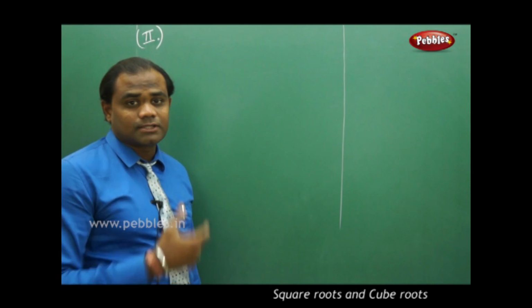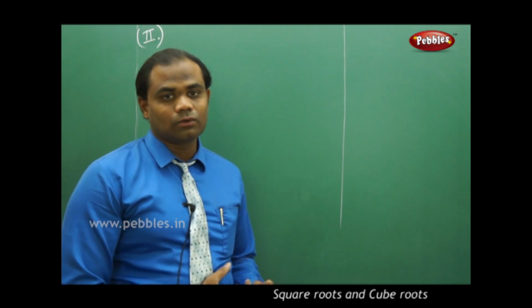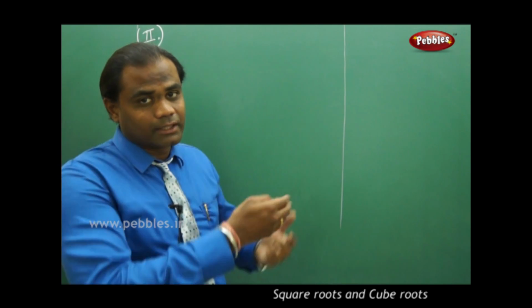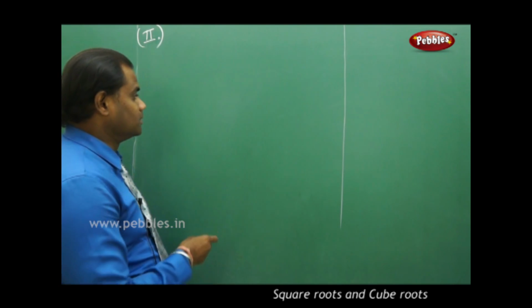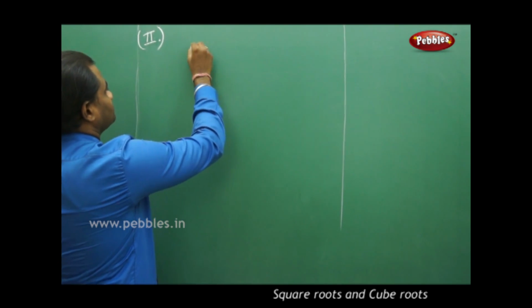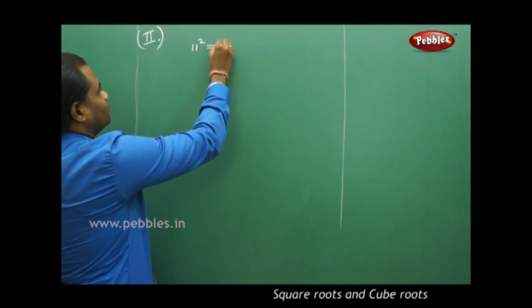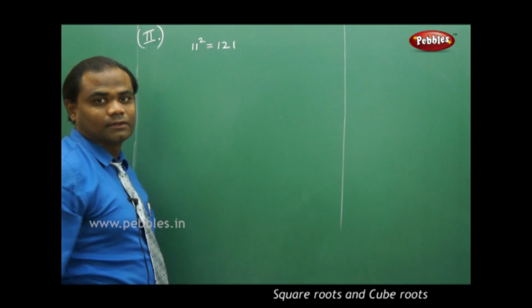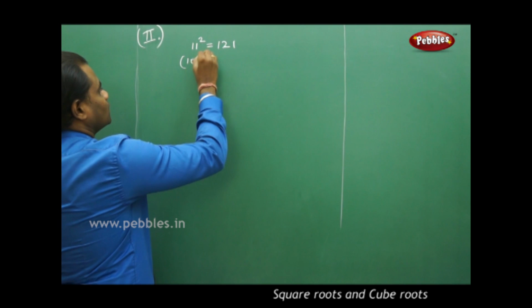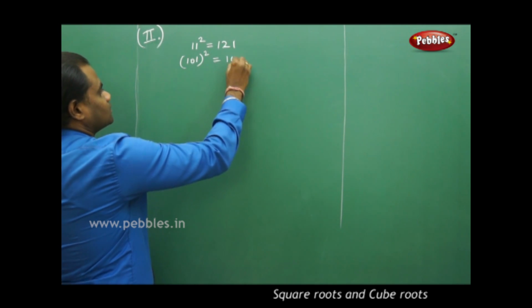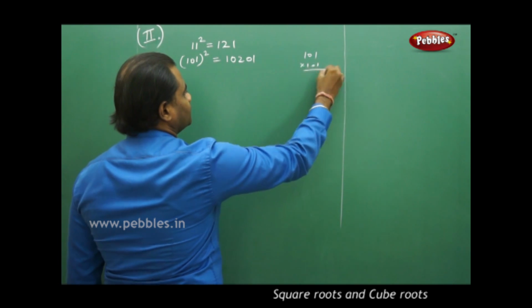Now we see the second type of patterns connected to square numbers. The second type of patterns which are identified in square numbers are going to be described here. As I start with 11 square, we all know that 11 times 11 is 121, and then if I just take 101 whole square, this is 10201, as you can just multiply here.